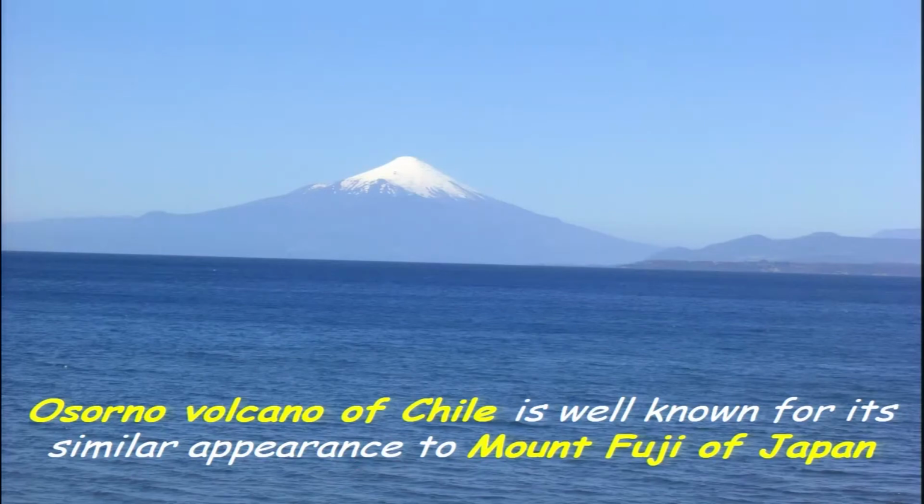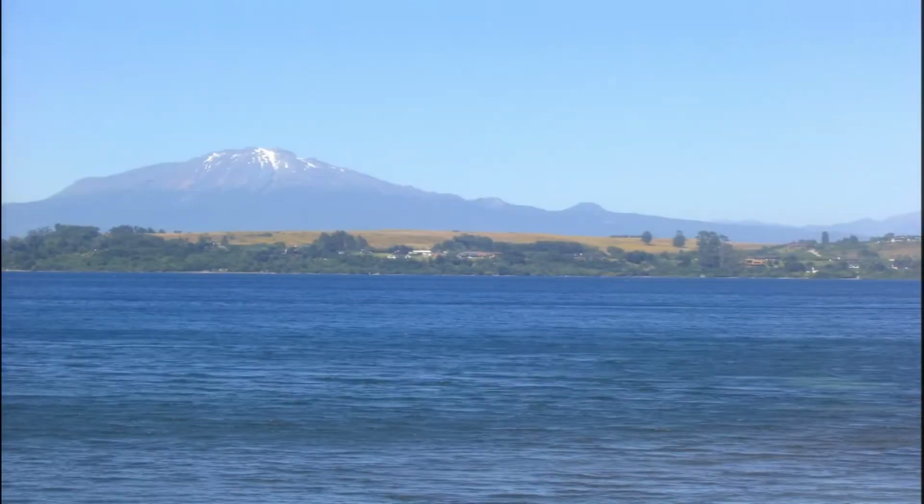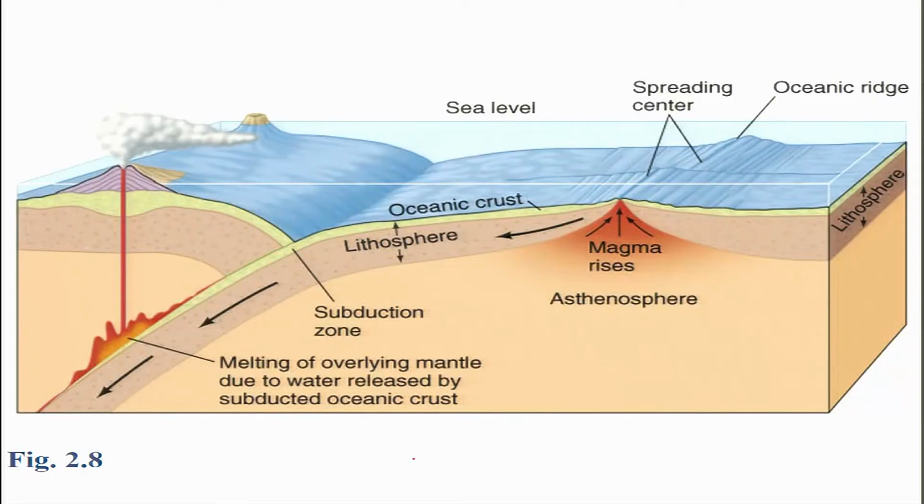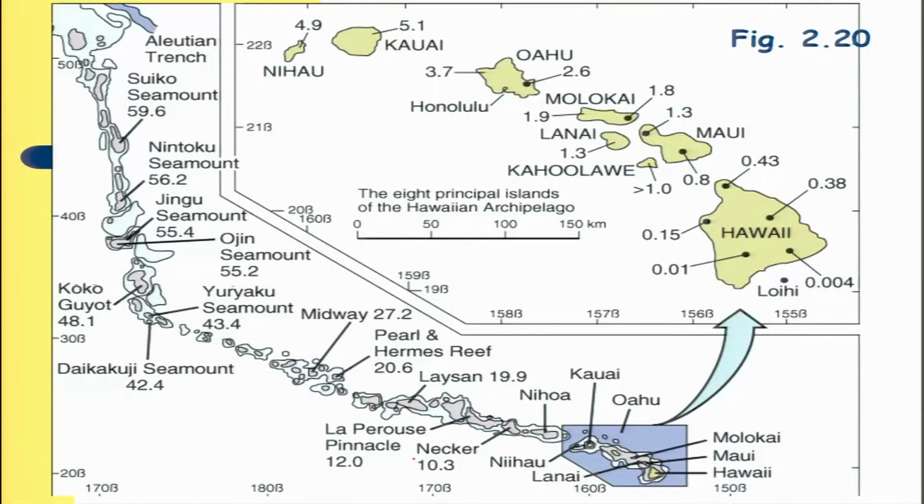This is one of the volcanoes which has been compared with Mount Fuji. The name of the volcano is Osorno. This is on the South American plate, and this is in the Japanese islands, Mount Fuji. They are compared based on their appearance, and they look very similar. This is another example of a volcano in Chile. Now, there is another example from Hawaii.